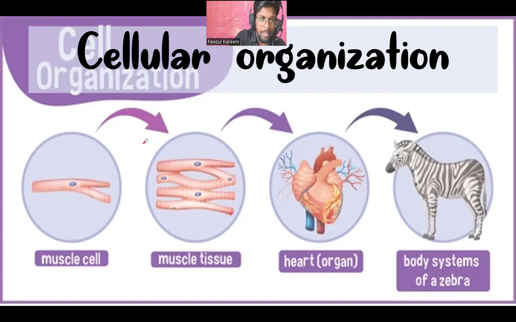I take all the cells from a cat and pack them all fully. Can I make a cat? No, right? So there is an order.